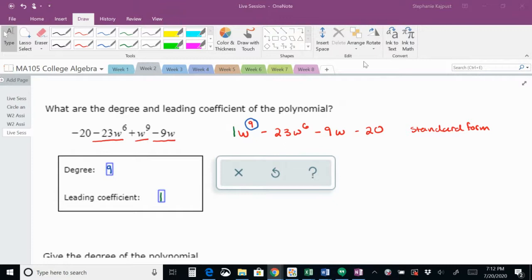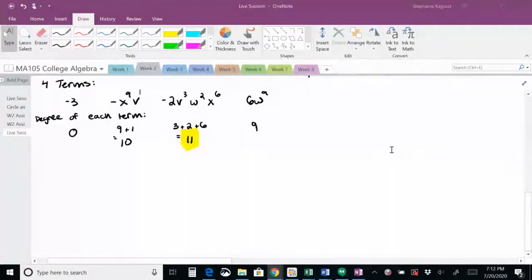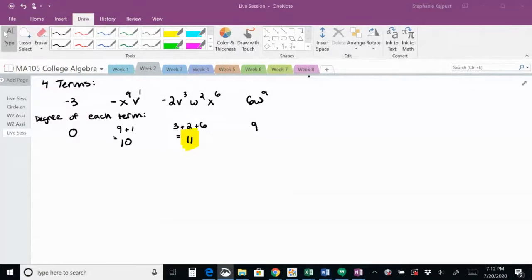So operations. What kind of things do we do with polynomials? We can add polynomials, we can subtract polynomials, we can multiply, and we can divide. But we are not going to be dividing polynomials this week, don't worry. So let's take a look. This is an addition problem.